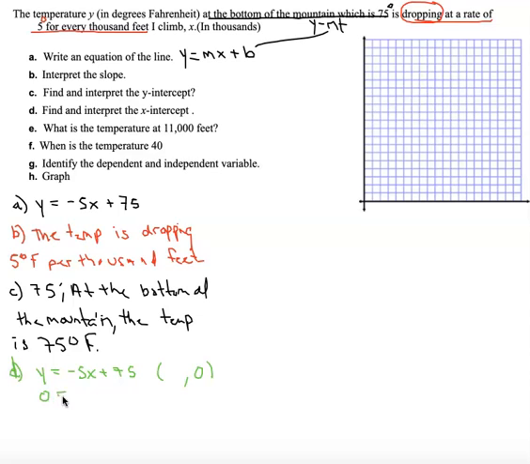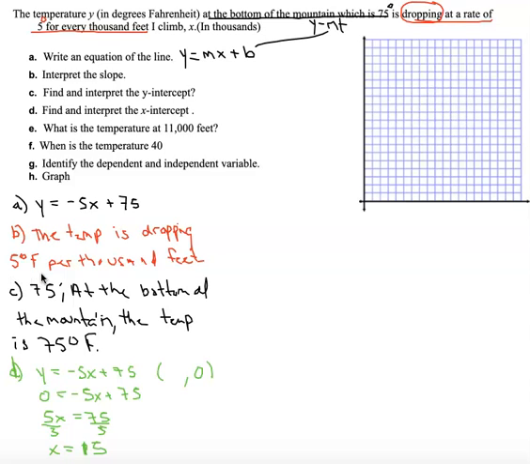And you get 0 equals negative 5x plus 75. And solve for x. So I'll add the 5x to both sides. I'll get 5x equals 75. And then I'll divide each side by 5. And I get x equals 75 divided by 5, and I get 15. Now what does that mean? So I found the x-intercept by plugging in 0 for y.